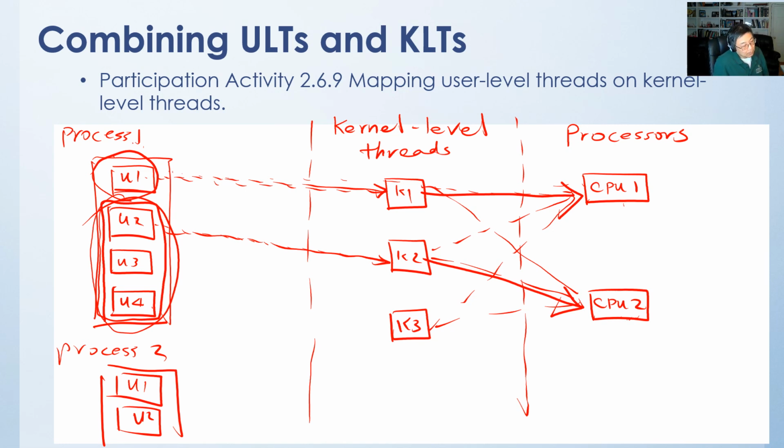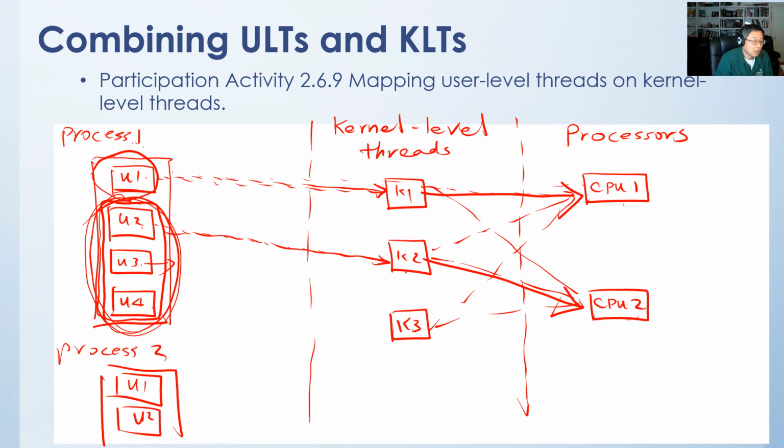That's good. At least I can split some of the threads across different CPUs. But since U2, U3, U4 share one kernel level thread, if U2 blocks, the whole portion blocks. So that's still a problem, but at least you solve some of it. That's the trade-off we may face.